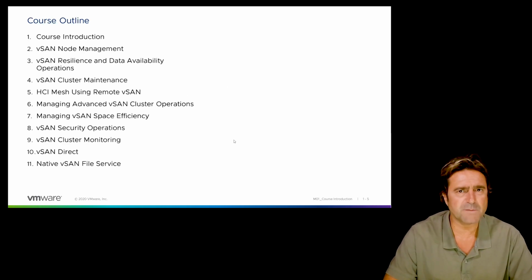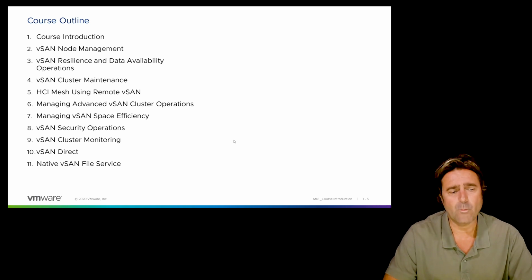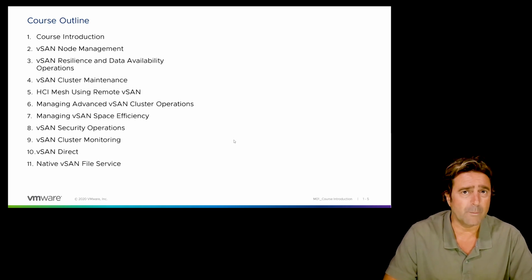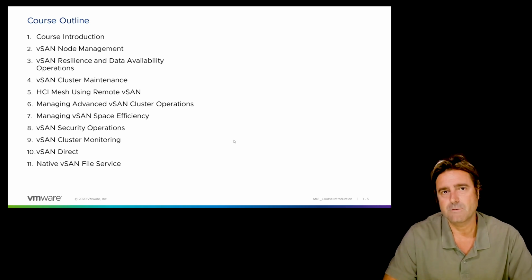Now, when we look at this particular page, this one has a list of all the chapters. So we start with the course introduction, and we finish the class dealing with native vSAN file services. You're going to finish this class with a lab. And in that lab, you're going to set up a series of appliances that will control file services. And through those appliances and containers, you will be creating NFS or Samba shares. And you're going to be sharing those shares with non-ESXi hosts.